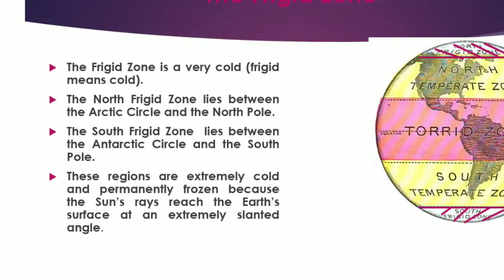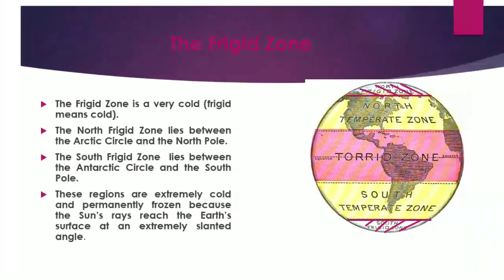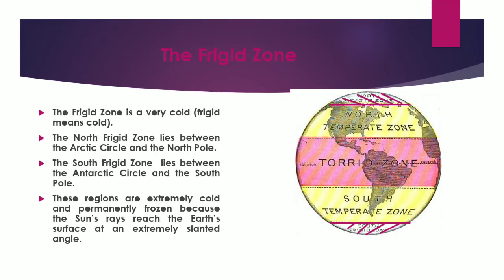And why is this area so cold? Because the rays of the sun sometimes don't even reach that place. So it becomes frigid. It becomes very, very freezing. Right? So it is known as the frigid zone. The frigid zone can be known as the freezing zone.